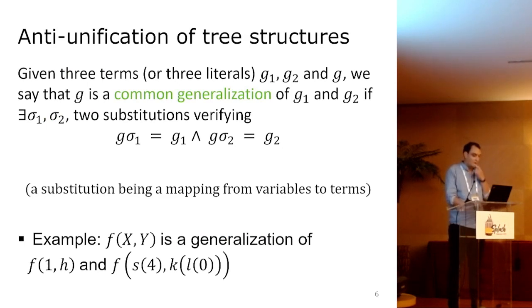So, as I said before, anti-unification is well known for tree structures or sequences. So let us start by defining it formally. Given three terms or three literals, G1, G2, and G, we say that G is a common generalization of G1 and G2 if there exist two substitutions such that when I apply the first substitution on G, I get exactly G1, and when I apply the second substitution on G, I get exactly G2.